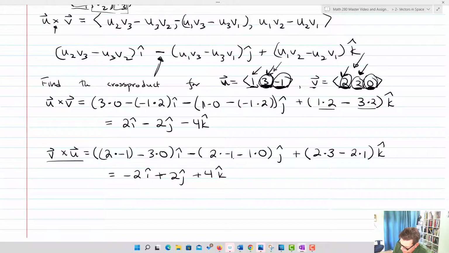That's v cross u. Super important to notice is that u cross v equals negative v cross u. They're not actually commutative. They're not going to be the same thing. They're going to end up being negatives of each other. And that's going to be one of the first characteristics of the cross product that we're going to look at. I'm going to enumerate those in just a second.